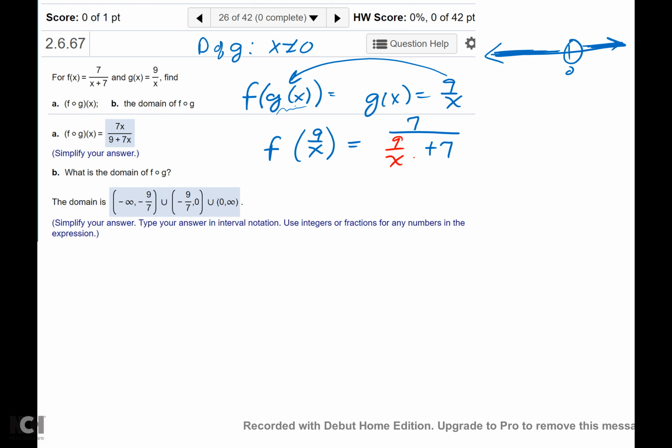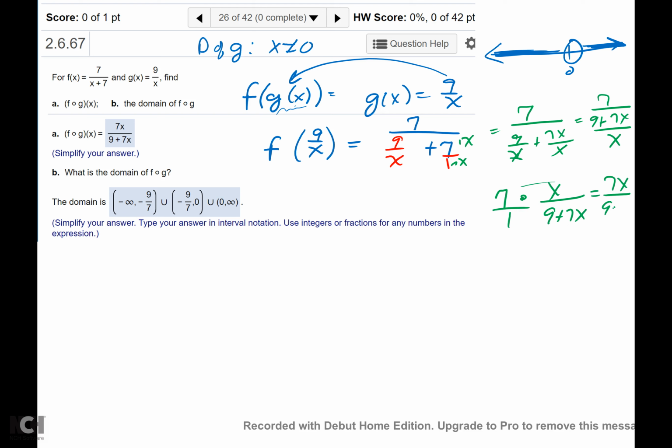To simplify this bad boy, we're going to have to get a common denominator, which would be x. So times x times x. That becomes 7 over 9 over x plus 7x over x, which gives me 7 over 9 plus 7x over x, yes? And then if I keep, change, flip that, top times top, I get 7x over 9 plus 7x. So f of g of x equals 7x over 9 plus 7x.